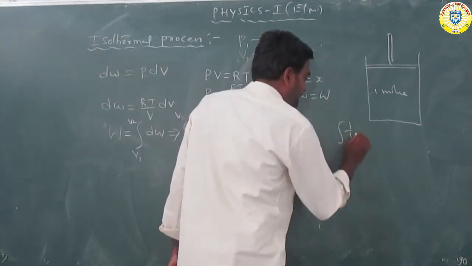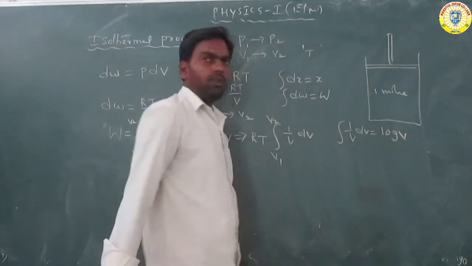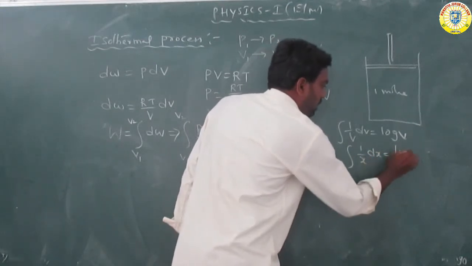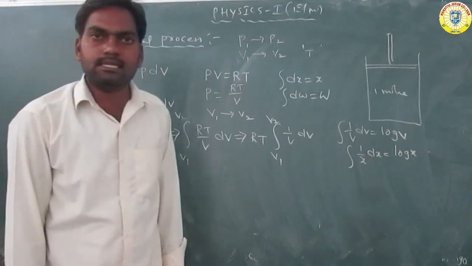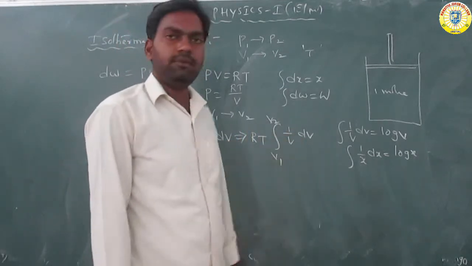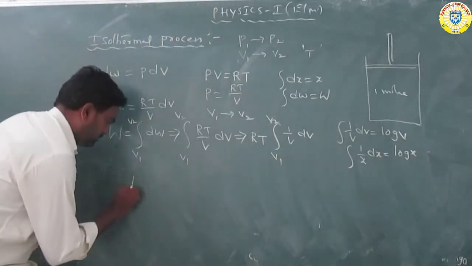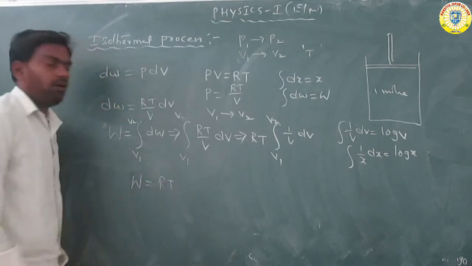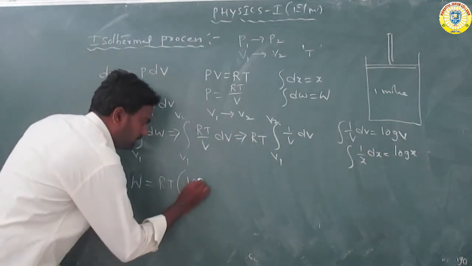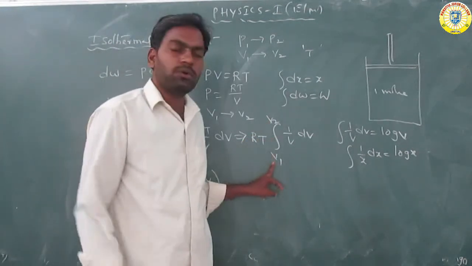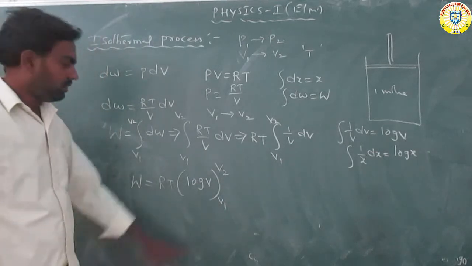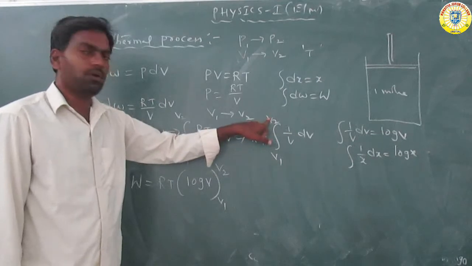The integration of 1 by V dV is equal to log V. In general, the integration of 1 by x dx is equal to log x, and we apply this formula to the equation. So the total work done W is equal to RT, which is constant, times the integral of 1 by V dV, which is log V. After integration, the limits go outside, V1 to V2.